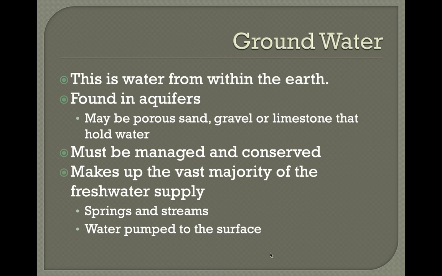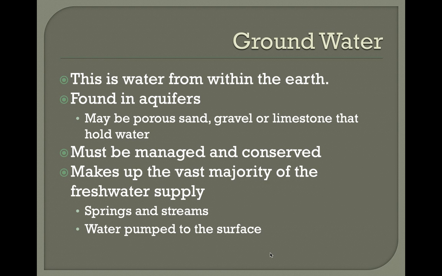So groundwater is water that's found within the earth. It's found in aquifers, and we're going to look at a slide in just a second that's going to show where the largest aquifer is in the United States. But you have to be very careful. You do have to manage it. You do have to conserve it. Most of the freshwater supply that we have, that we use, actually does come from groundwater.